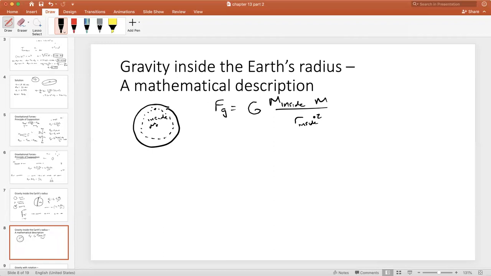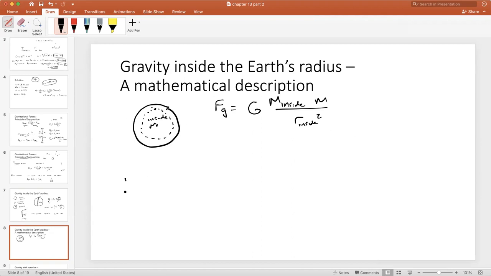You're going to see this when you do electromagnetism. You're going to see this again. The electric field inside a charged conductor, if there's nothing inside it, there's no electric field inside it because it only depends on the charge inside. Same thing. So this is a preview to that. But here's our issue. What is M inside?